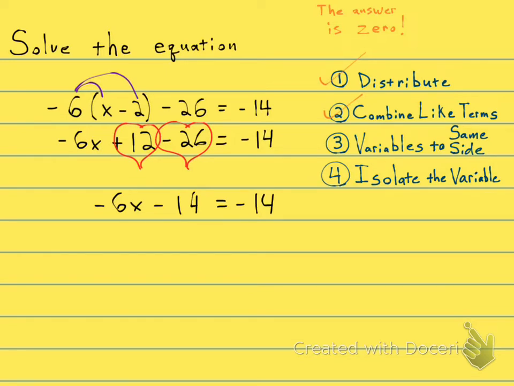Next up, we need to bring our variables to the same side. I only have one variable. Here it is. It's an x. There's no variables over here. So that step is complete, and we move to the last step.